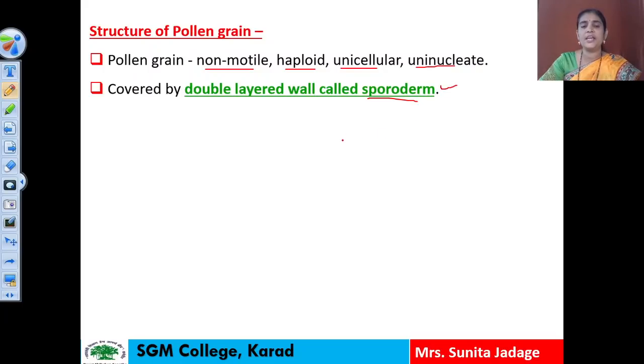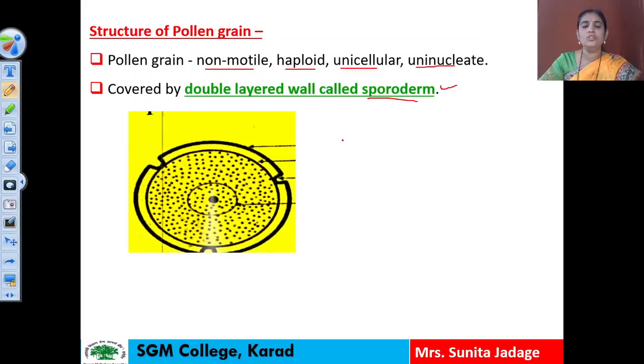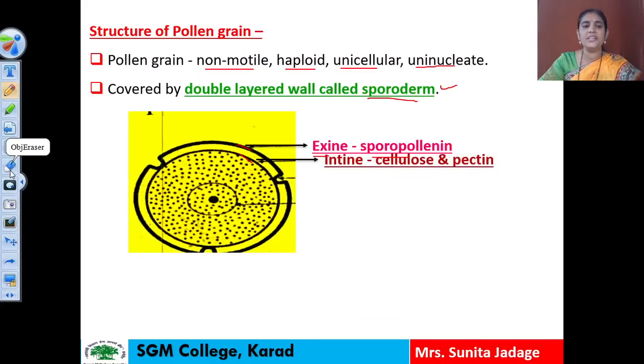So let us see in the diagram what is the structure of pollen grain. So this is the structure of pollen grain, and here you can see the two wall layers. This is the outer wall layer and this is the inner wall layer. This outer wall layer is known as the exine, which is made up of sporopollenin, a special type of chemical substance. Sporopollenin is used for the formation of this outer layer, that is known as the exine, and the inner layer is known as the intine. Here you can see the second layer, that is the intine, which is made up of cellulose and pectin.